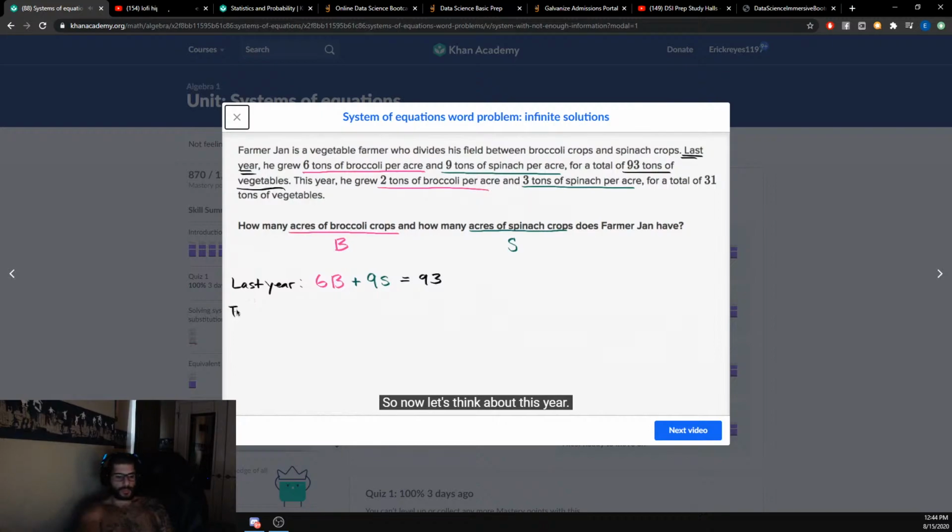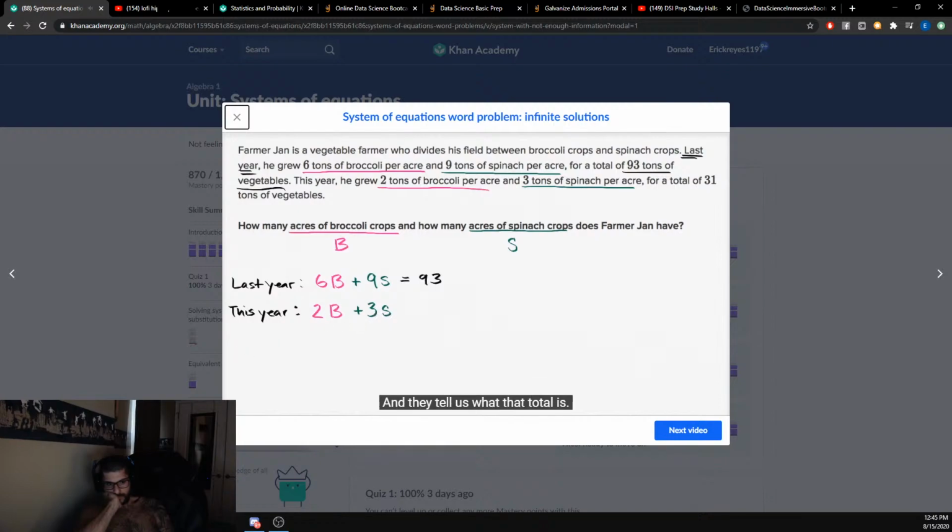So now let's think about this year. And in general, when you tackle these, set the variables to what they're asking for, and then think about how you can use the information that they're giving us. So this year, how much broccoli would he have grown? Well, he grew 2 tons of broccoli per acre. He has the same number of acres, we can assume that. So 2 tons per acre times B acres is going to be 2B tons of broccoli. And by that same logic, he grew 3 tons of spinach per acre. Well, he has S acres, and each of those acres he's growing 3 tons of spinach per acre. So it's going to be 3S tons of spinach.